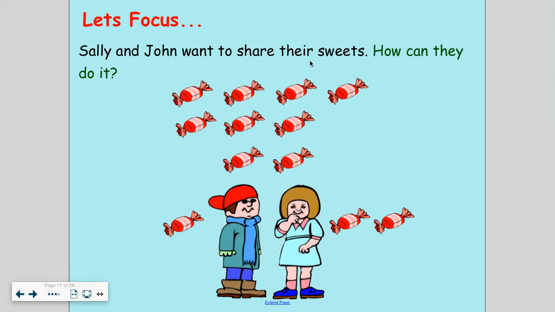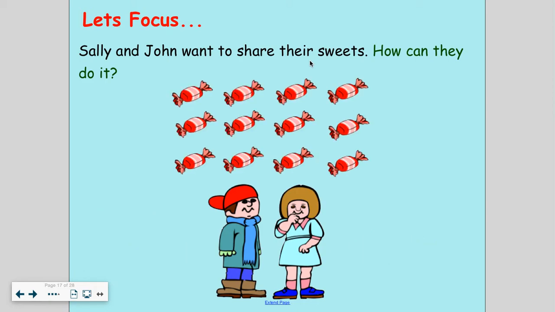When we are sharing equally, sometimes we can see how to do this, especially when we're sharing into 2. I wonder if you could see a quicker way I could have shared them into 2 by looking at the array of sweets on the board. Pause the video and speak to an adult. Can you see another way I could have done that much quicker?